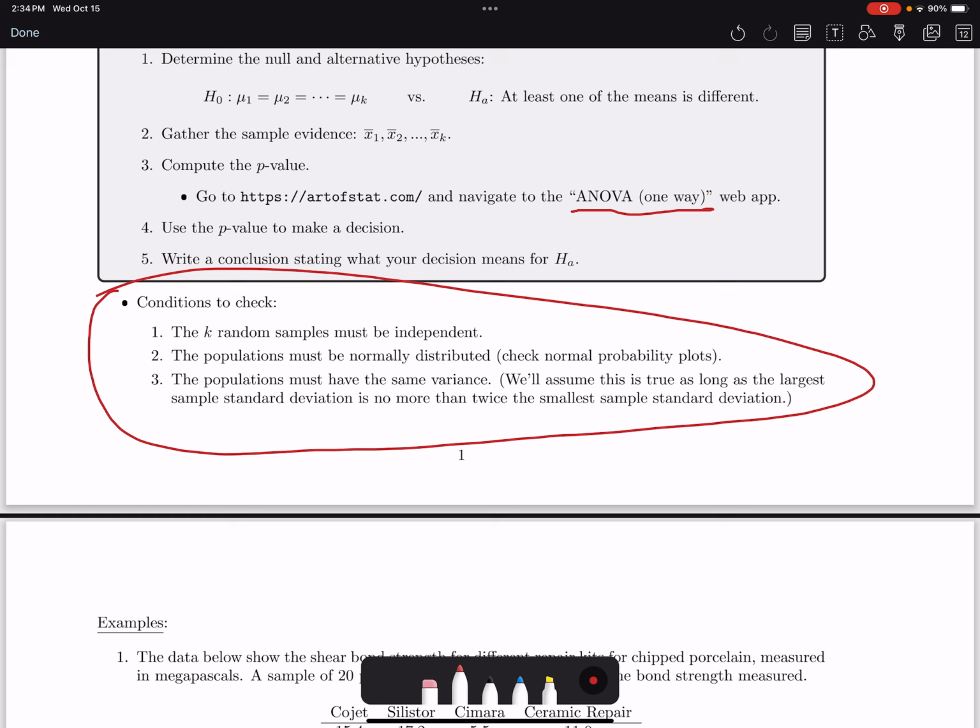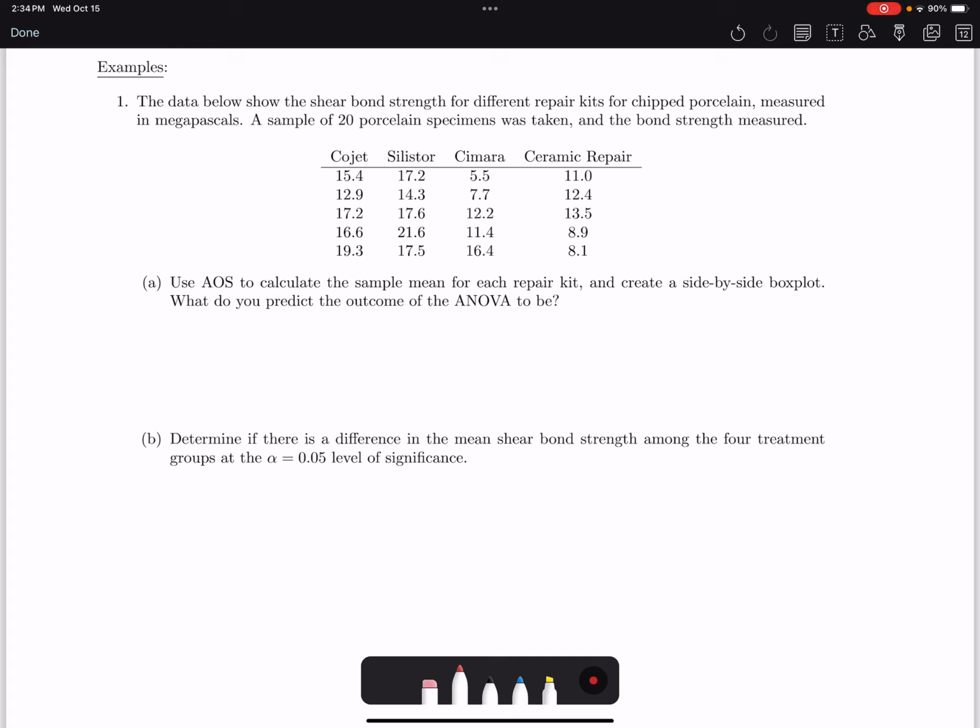Okay, I just want to take you through 2 examples. And by the way, there is data for this. So there should be a data set with the notes for this lecture so that you can just copy and paste. Anyway, so it says the data below show the shear bond strength for different repair kits for chipped porcelain measured in megapascals. A sample of 20 porcelain specimens was taken and the bond strength measured. Part A says use Art of Stat to calculate the sample mean for each repair kit and create a side-by-side box plot. What do you predict the outcome of the ANOVA to be?